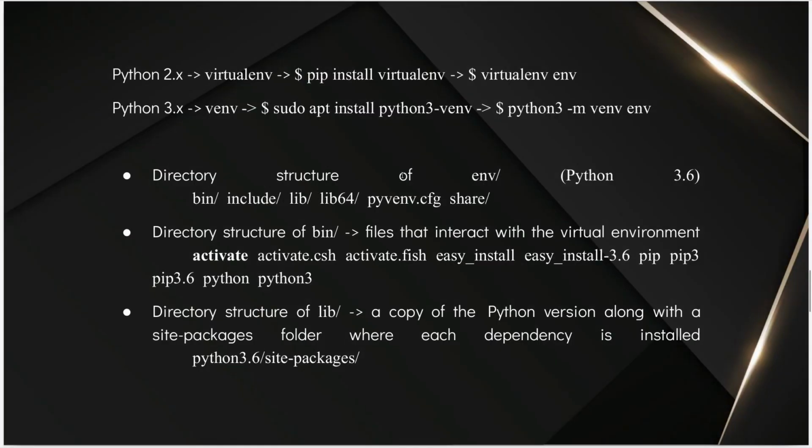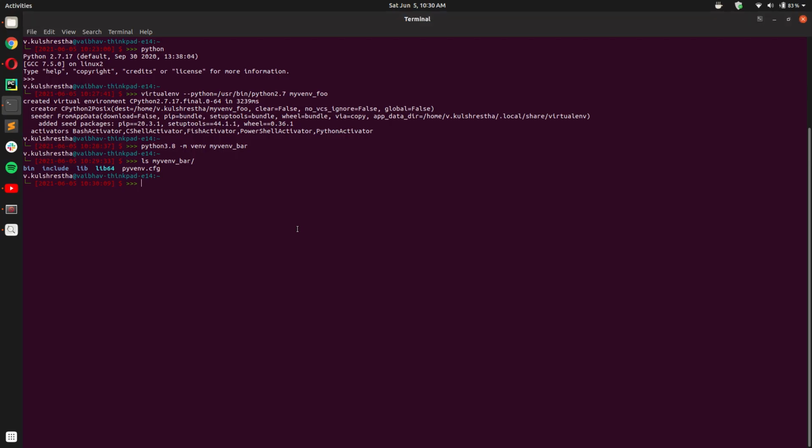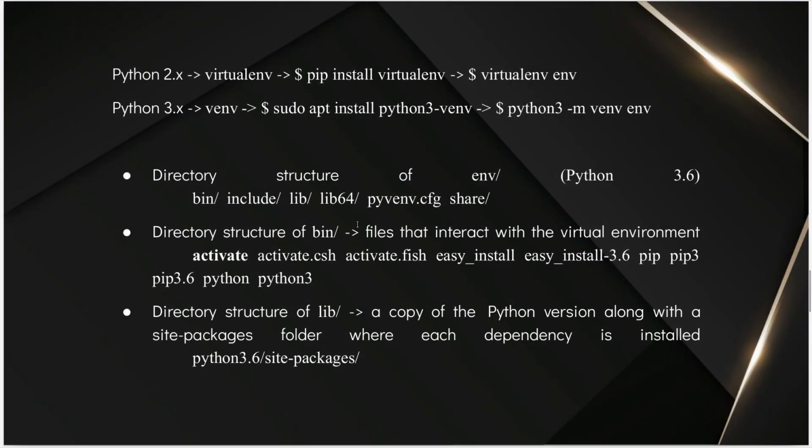Now we will examine the contents of the subdirectory bin, and to do that we again use the ls command. As you can see, in the bin directory you have about 10 different executables: 4 activate scripts, 3 pip scripts, and 3 Python scripts. The files in the bin subdirectory are files that interact with the virtual environment. And of these files, the activate file is the most important.